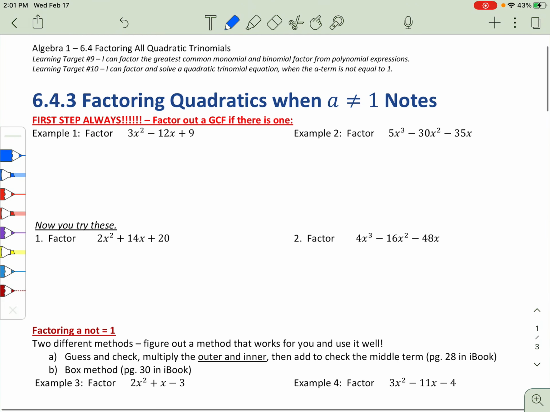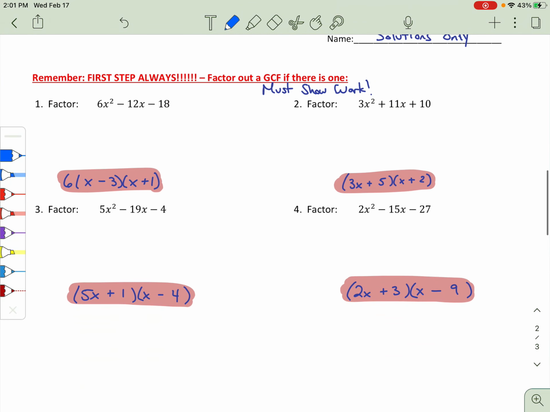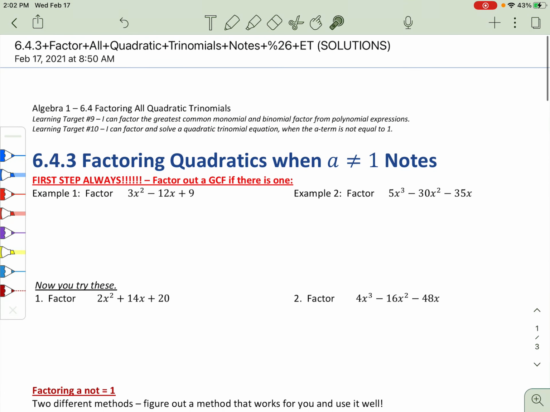Just got kind of caught up with GAC 2 tests, but I did post the answer key already to these notes as well as the answer key to the practice. Make sure to show your work. You're not going to get credit unless you show all the steps leading up to the answer, okay? But here anyways is the video to go through what we're doing today, which is a little bit more complicated.